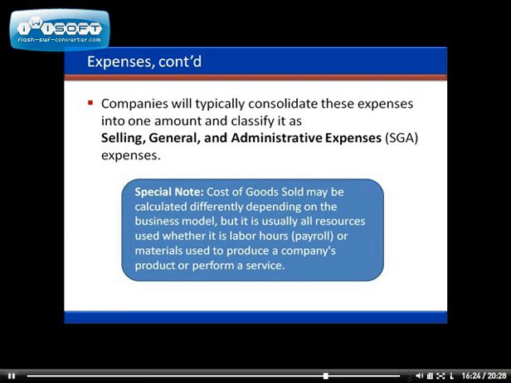And there is a special note. Cost of goods sold may be calculated differently depending on the business model. I mentioned that a little bit before. But it's usually all resources used, whether it's labor hours or materials used to produce a company's product or perform a service. So keep that in mind with cost of goods sold.